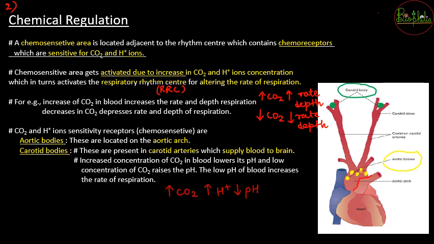The chemoreceptors start detecting something is different, and they will send signals that would help to increase the respiration. Similarly, if the opposite condition occurs, that is, if carbon dioxide is going to decrease, that means H plus decreasing, pH increasing, then respiration rate and depth is going to decrease. Similarly, the function is going to occur because of the chemoreceptors.